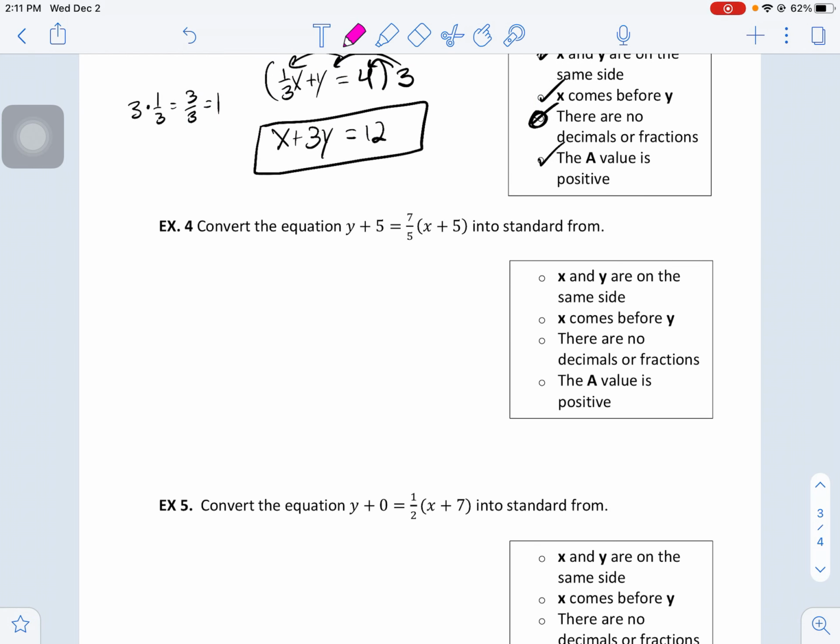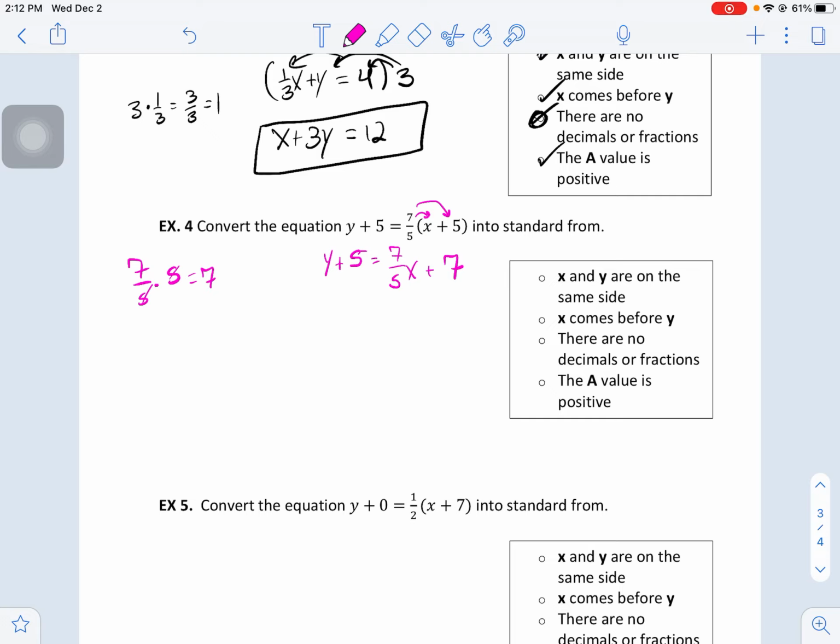Example number 4 says convert the equation y plus 5 equals 7/5 x plus 5 into standard form. So this one looks kind of a little bit harder, maybe more involved. The first thing I would want to do here is in point slope form, I'm going to distribute the 7/5 so that we can get rid of those parentheses. So you get y plus 5 is equal to 7/5 x plus, and then 7/5 times 5 is going to have the 5's cancel, and you just get 7. So plus 7.